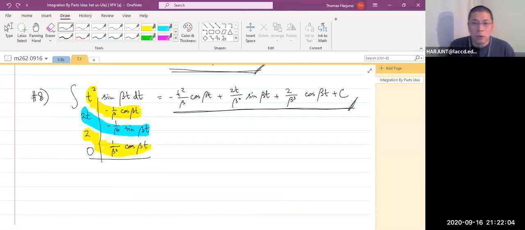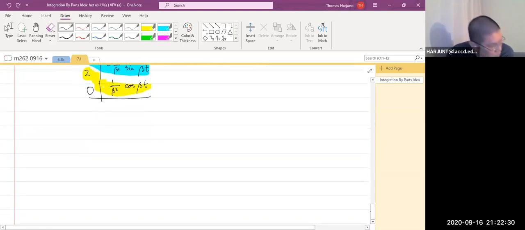For the test, are you going to ask to do the long method? No, doesn't matter. You can use long method, you can use the short method, either one. But don't complain about time. If you choose to use long method, you know that you will be slower. Okay? So tabular method is there to help you do it faster. Now, let me see if there's other type of question we can do.